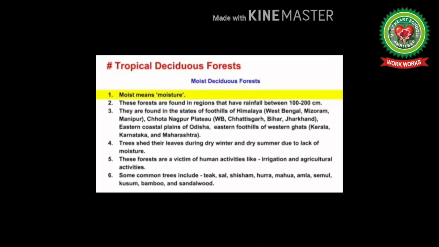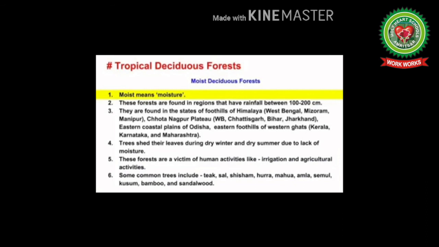So students, let's do the recap of what we have discussed just now. Tropical deciduous forest. Moist means moisture. These forests are found in regions that have rainfall between 100 to 200 centimeters. They are found in the foothills of the Himalayas, West Bengal, Mizoram, Manipur, Chota Nagpur Plateau, Chhattisgarh, Bihar, Jharkhand, eastern coastal plains of Odisha, eastern foothills of the Western Ghats, Kerala, Karnataka, and Maharashtra.